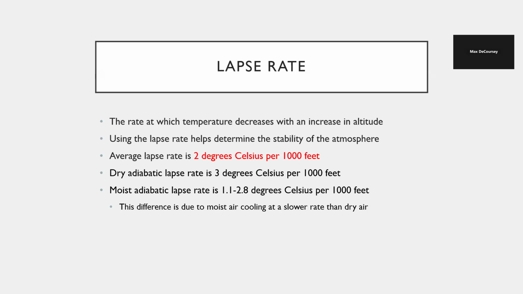The dry adiabatic lapse rate is 3 degrees per 1,000 feet, and the moist adiabatic lapse rate is between 1.1 and 2.8 degrees Celsius. The difference is moist air cools slower than dry air, so we just use the average lapse rate, which is 2 degrees.